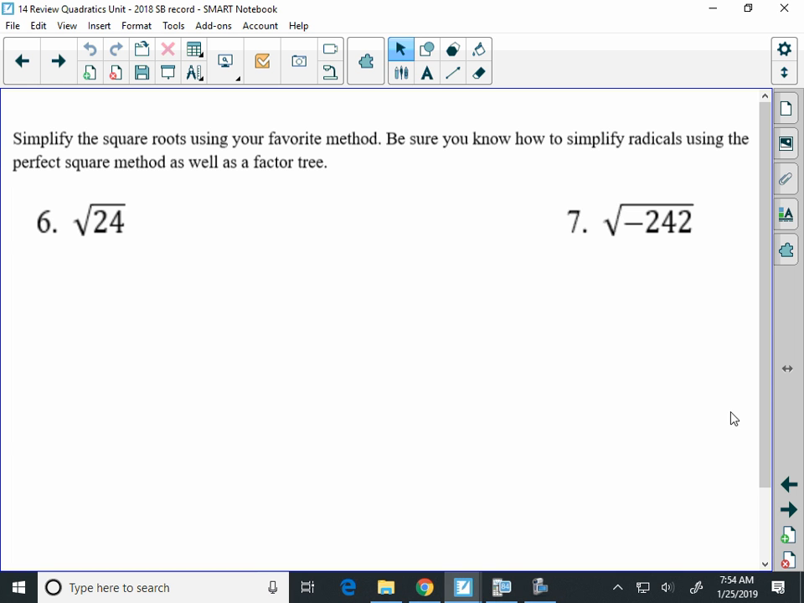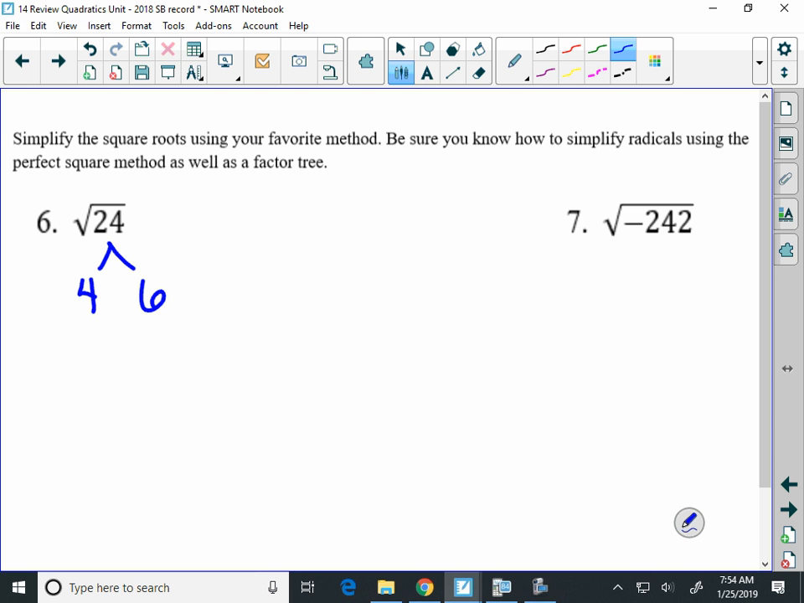I am going to use the factor tree method, which says here that we take 24 and we look for the factors of 24, which are 4 times 6. You could use 12 times 2. It doesn't make any difference here because we're going to keep looking at the factors of 4 and 6. And what we end up with is 2 times 2 times 2 times 3.